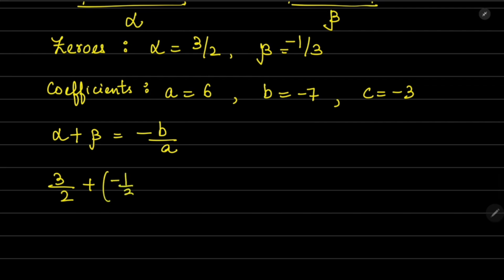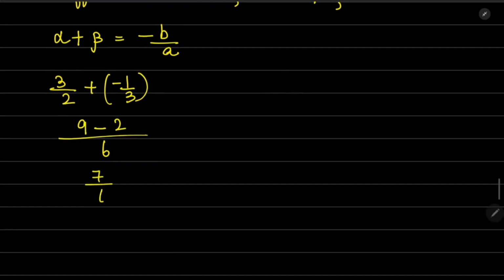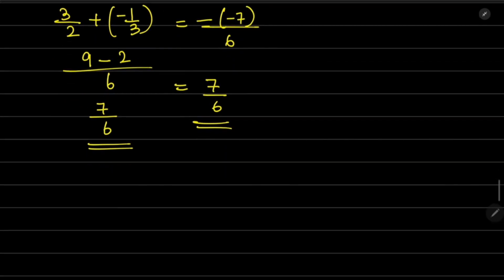Minus 1 by 3. Now let's take the LCM, it's 6. So you have 3 3s are 9 minus 2, which is nothing but your 7 by 6. Okay, and what is your minus b? Minus 7 divided by a is 6. So minus into minus is plus 7 by 6. So 7 by 6 equal to 7 by 6, hence verified.